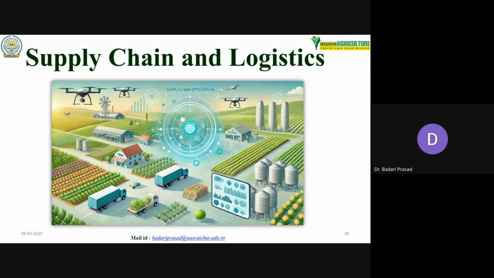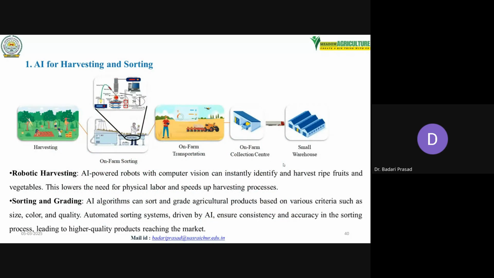The final topic is supply chain and logistics. Very important is AI for harvesting and sorting. Robotic harvesters: in harvesting, AI-powered robots with computer vision can instantly identify and harvest ripe fruits and vegetables. This lowers the need for physical labor and speeds up the harvesting process.